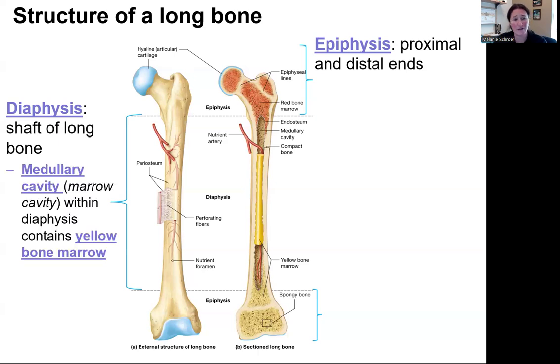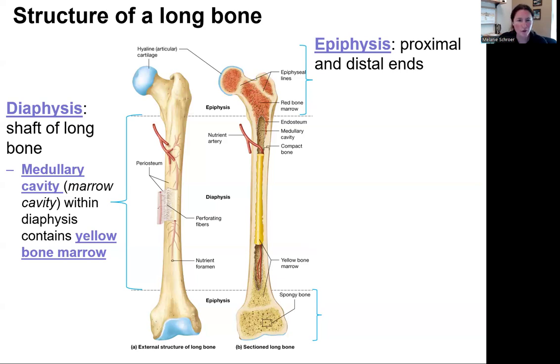Within the diaphysis, we have a medullary cavity. We can see when we take a cross section through the bone that there is an open space inside the diaphysis. In adults, this marrow cavity, this medullary cavity, is filled with yellow bone marrow. And yellow bone marrow is important because it's a source of energy. So the yellow is actually fat.